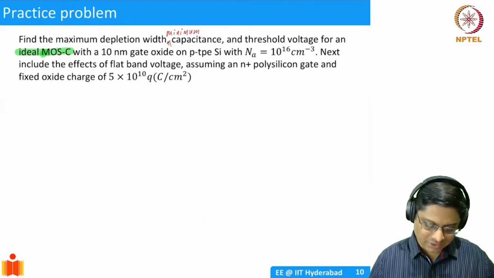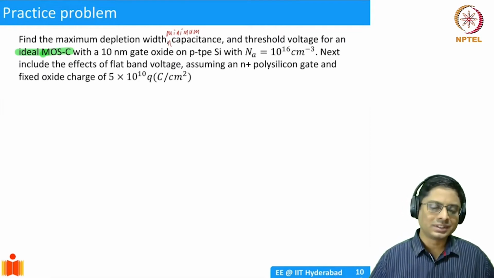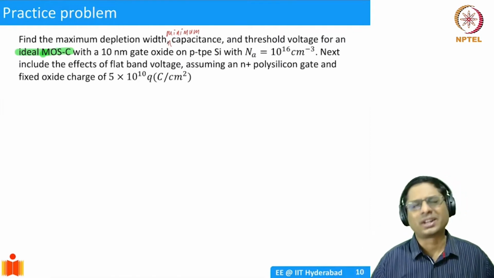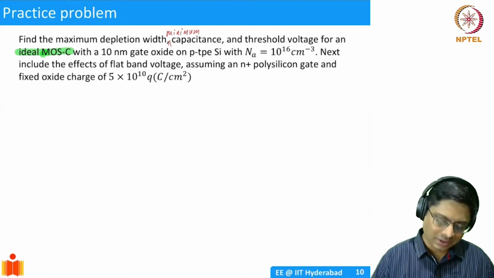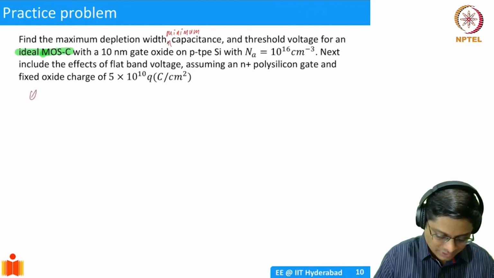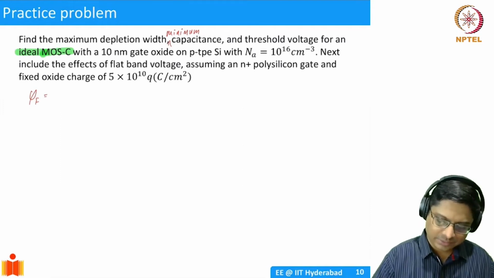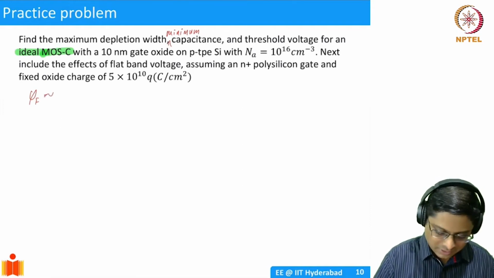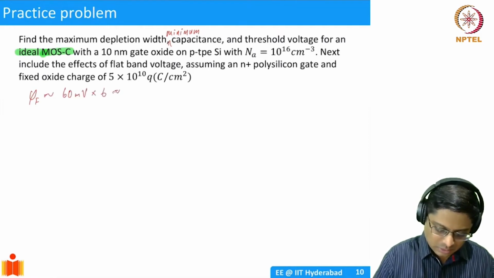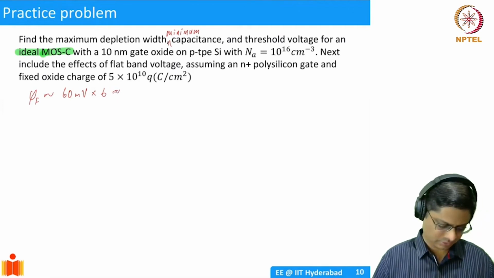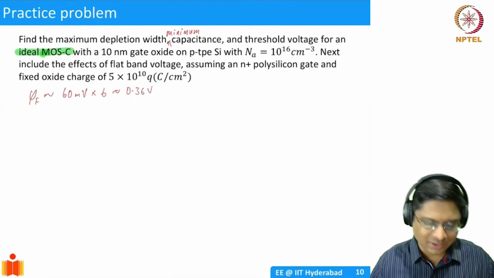So first thing first, how do we calculate the maximum depletion width? If you want to know the maximum depletion width, you need to know the maximum surface potential, which will be 2 phi f. So what is phi f? That's straightforward. We have done it hundreds of times. Phi f is going to be, without any steps, I'll write it, approximately 60 millivolts into 6. So that will be approximately equal to 0.6. Is it? Sorry, 0.36 volts. So please do the exact calculations yourself.